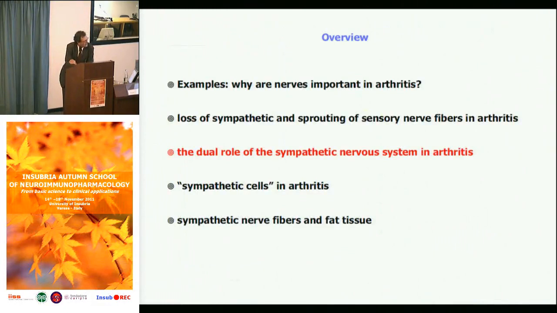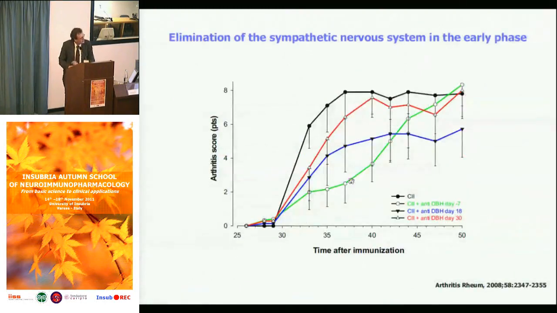What does it mean? One can block the sympathetic nervous system by using specific factors. You can do this, for example, by using an antibody against dopamine beta hydroxylase, which is coupled to saporin. Now I explain this. You have the nerve ending like this. The nerve ending opens a vesicle like this, and dopamine beta hydroxylase is in the inner membrane of the vesicle. And the antibody binds to this dopamine beta hydroxylase and gets internalized.